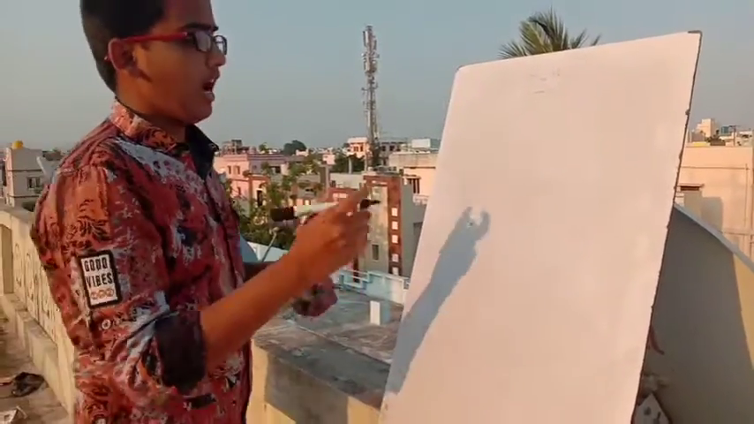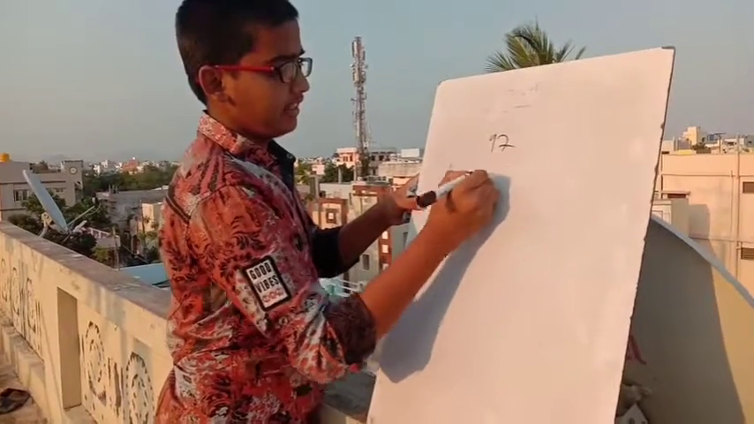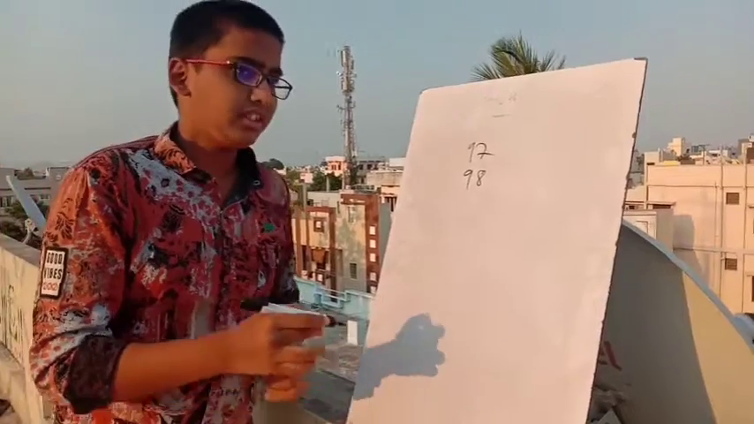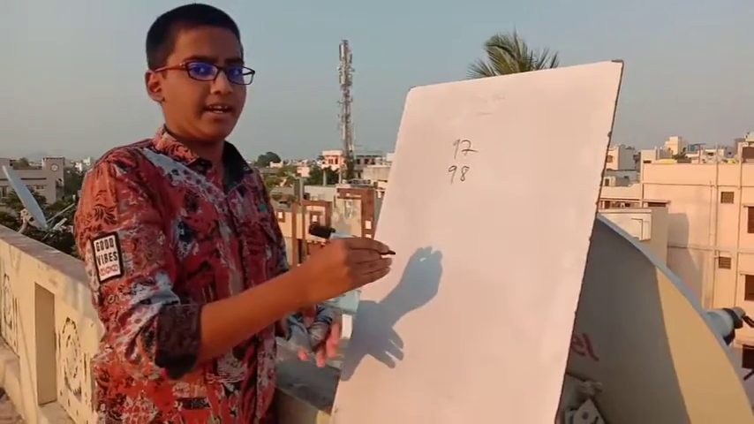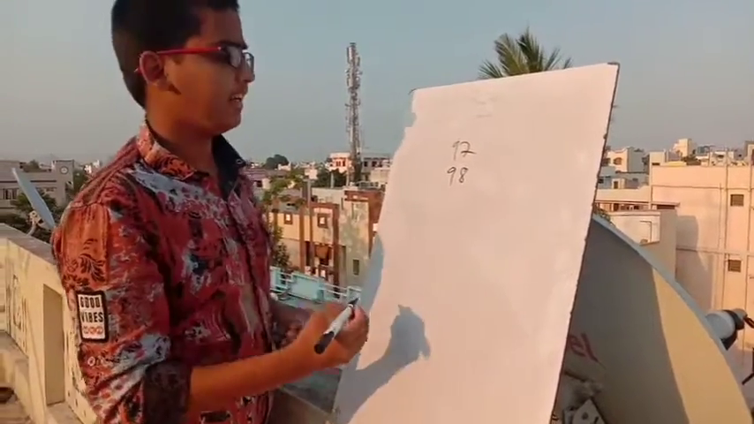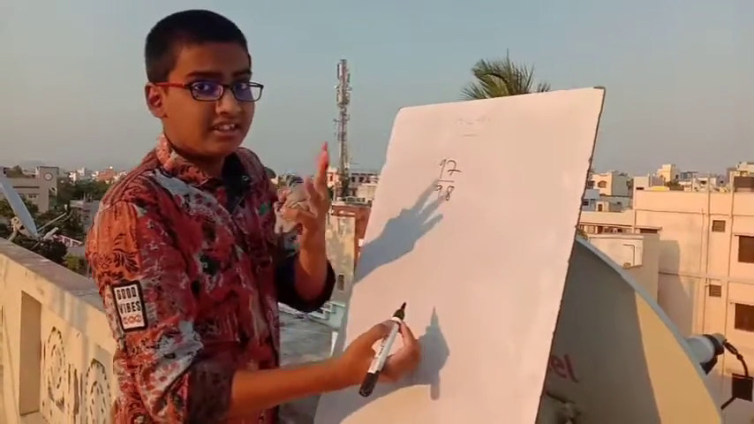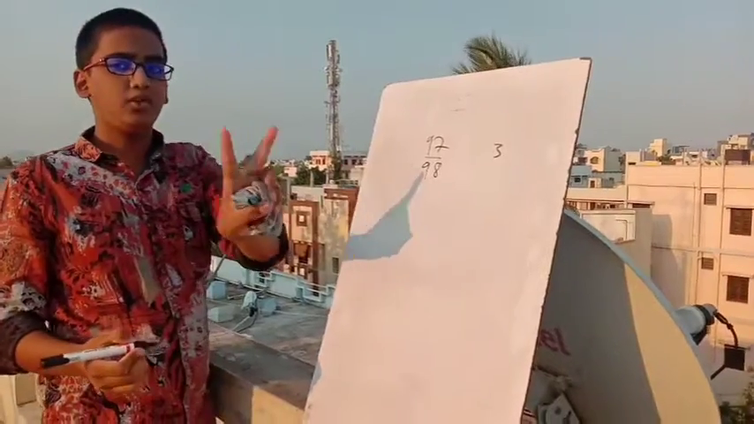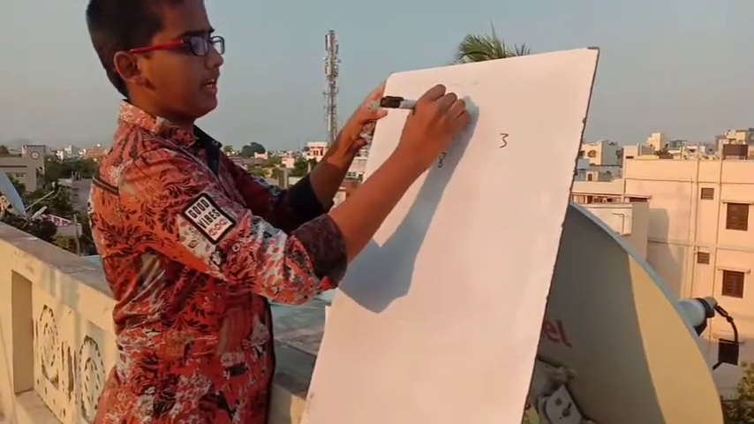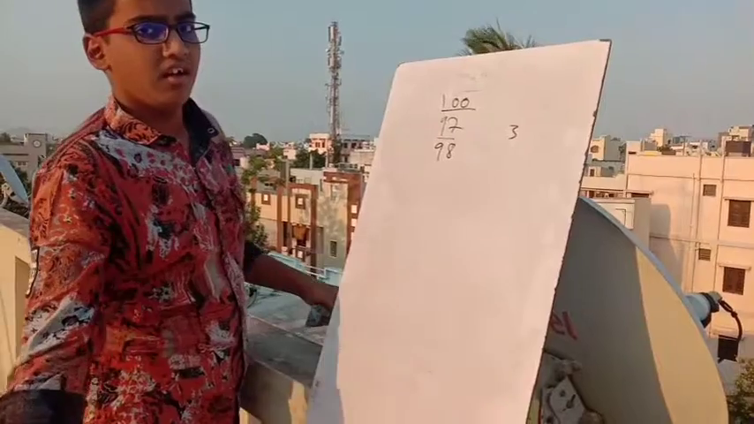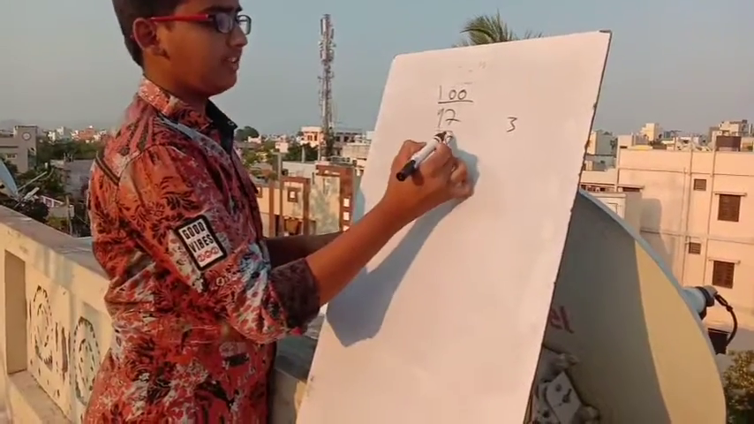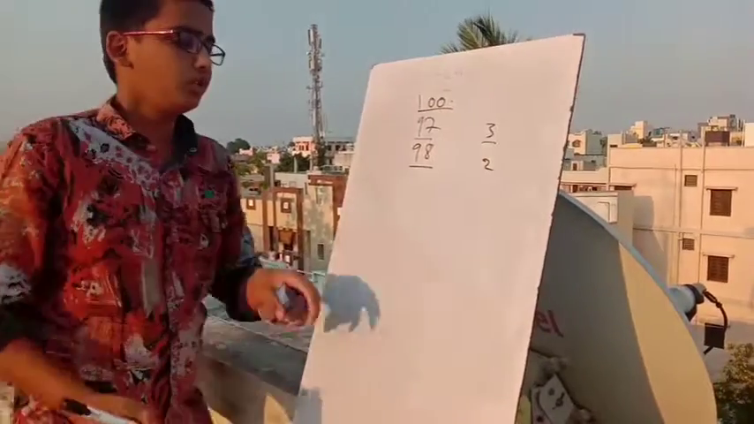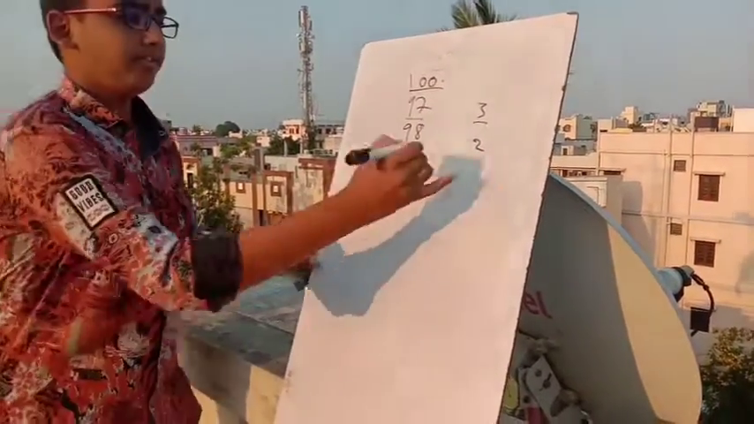I have written some numbers like 97 into 98. These are very near to 100, right? First we have to check if both the numbers are below 100, then how much they are less than 100. Here 97 is 3 less than 100, so we will write 3 here. And 98 is only 2 less than 100. We will keep this 100 in mind. So we write this 3 and 2 here, and we will multiply them.